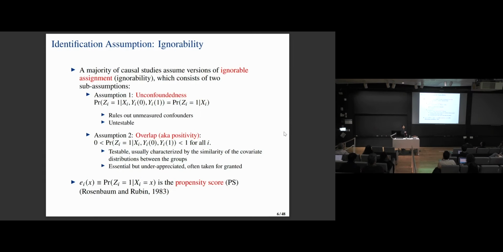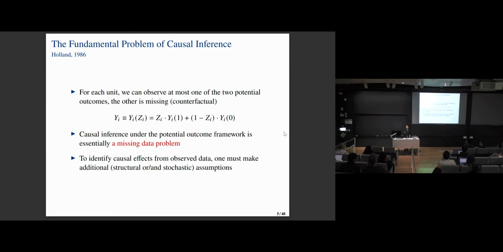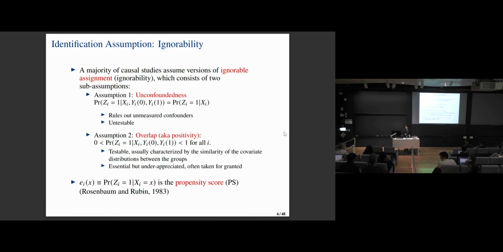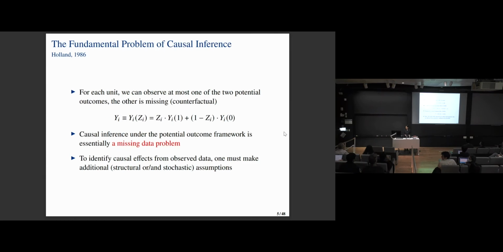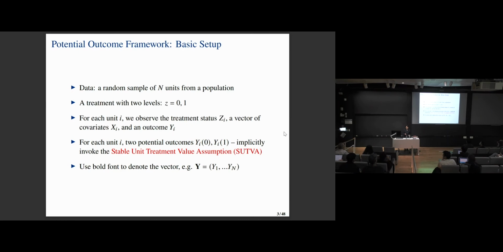Now, once you have those assumptions, yes? Okay, go ahead and ask a question. Yes, sure. Fan, I want to ask you about the SUTVA assumption, I don't know if you're getting to it. I'm actually not going to get into it for this tutorial, no.